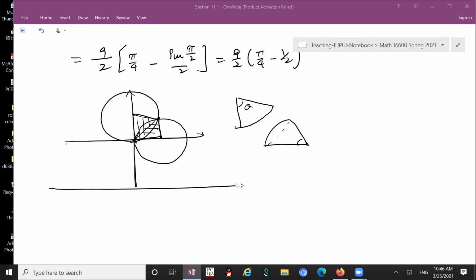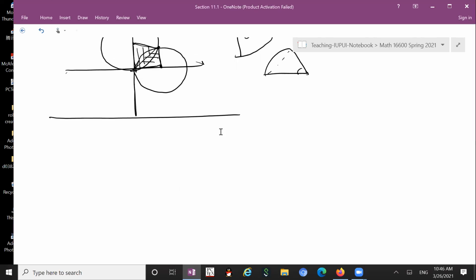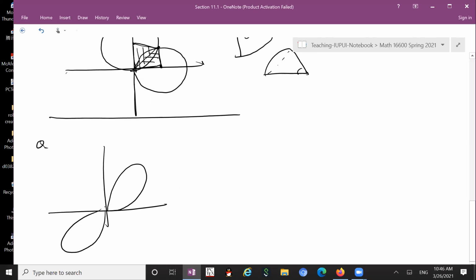Problem number 5 is similar. All you have to figure out is the angle between when to when. So that's for that section. And similarly, this is the problem: r squared equals sine 2 theta.